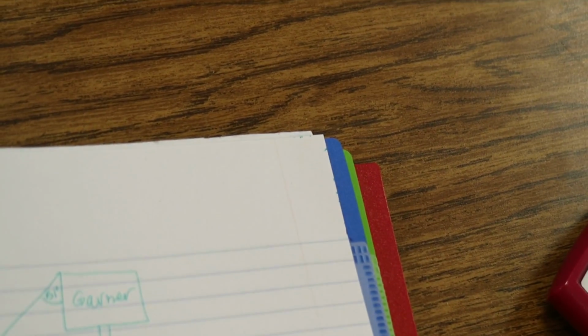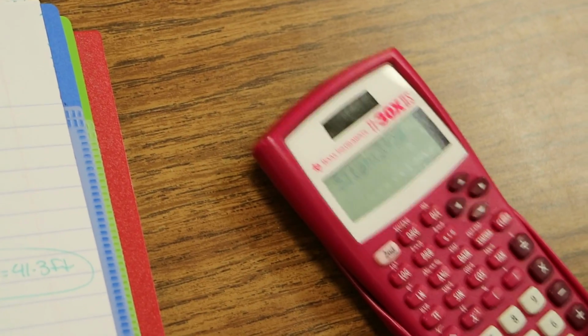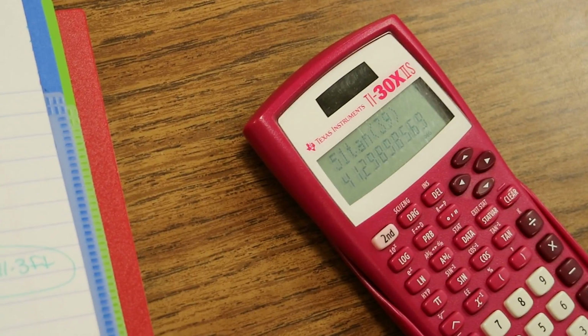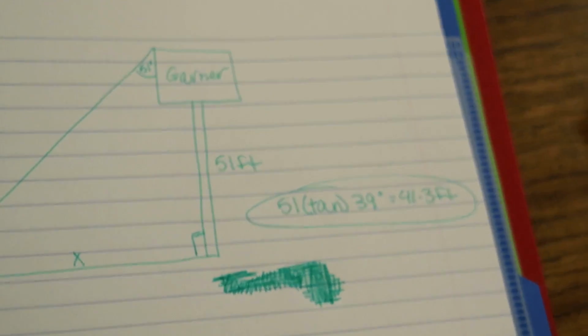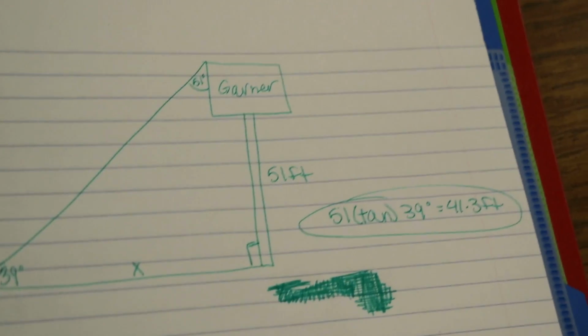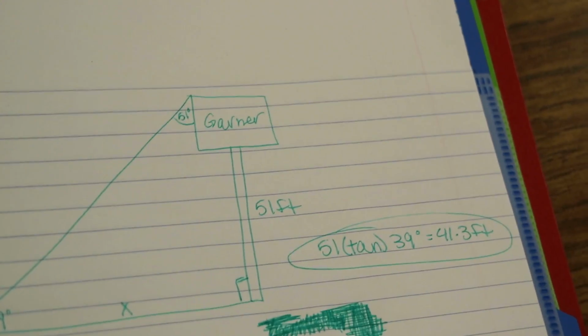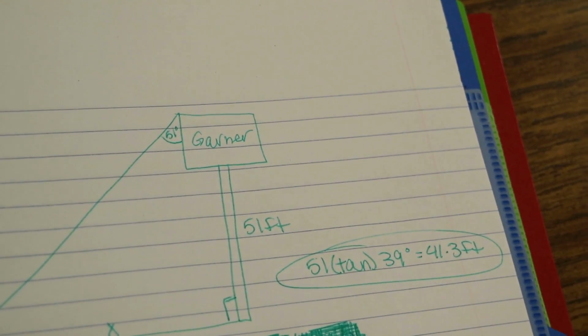Justin, was it 10 centimeters in an inch? Type in your calculator. It's 2.54, but I just did 2.5. Is it in DEG mode? Yeah. You went 39 degrees. Okay. 51 feet.